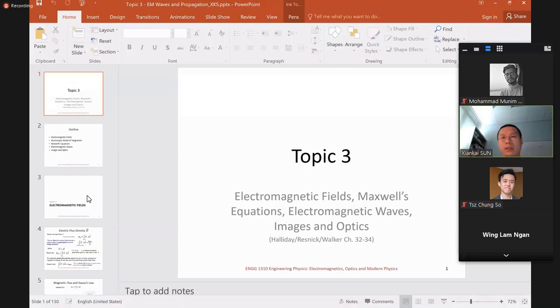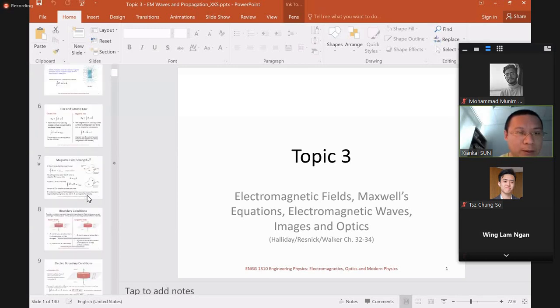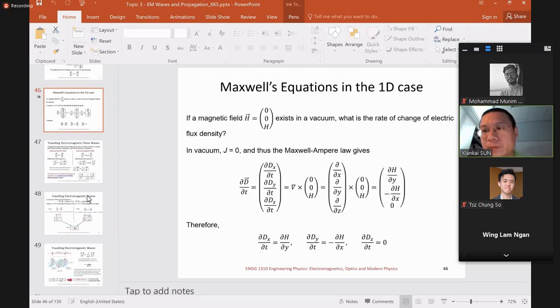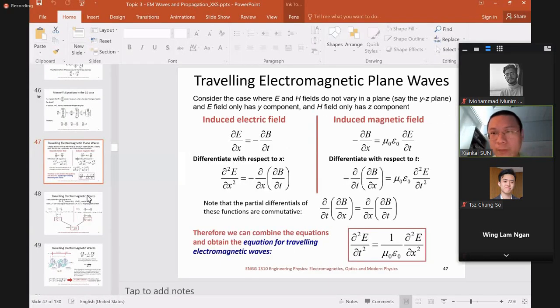Alright, so last week we stopped on page 46, right? If I remember correctly, we stopped on talking about the Maxwell equations in the one-dimensional case. Okay, so let us continue. So on page 47, we're going to see the two equations that we derived in the previous slide.